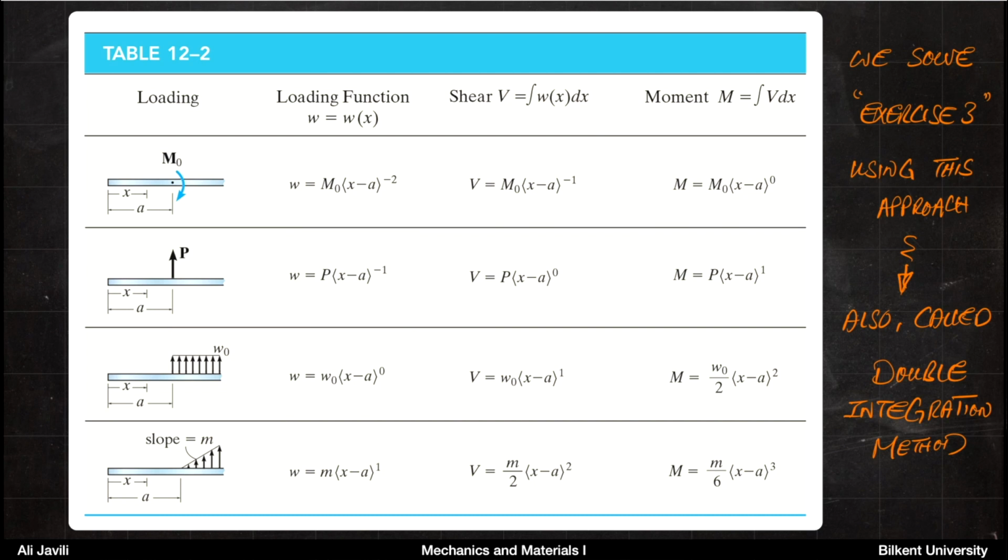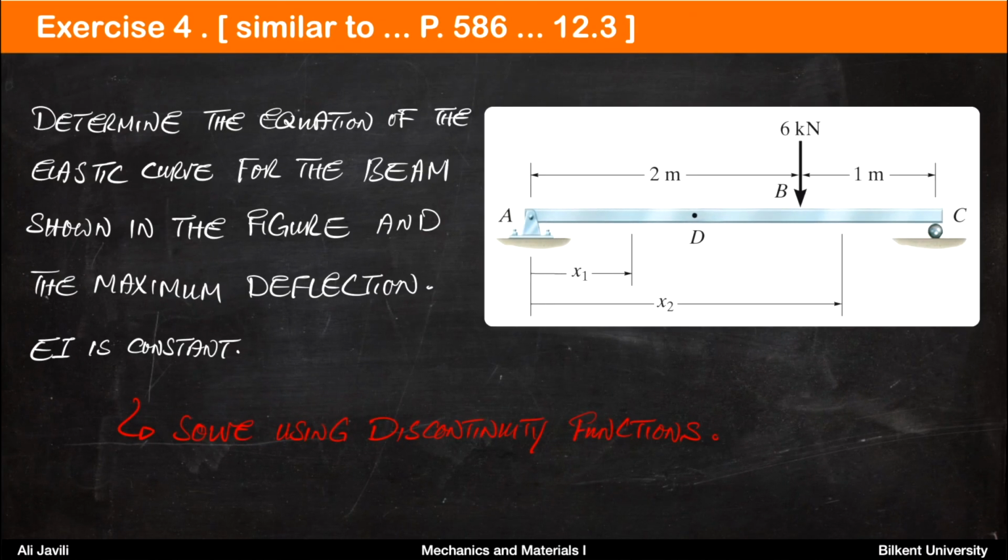But in any case, now you learned how to handle the so-called discontinuity functions. What we want to do next is to solve exercise 3 using this approach. This approach is also sometimes referred to as the double integration method. Exercise 4 of this lecture is similar again to problem 12.3 on page 586 of the book, except that now we want to solve this problem using the so-called discontinuity functions.